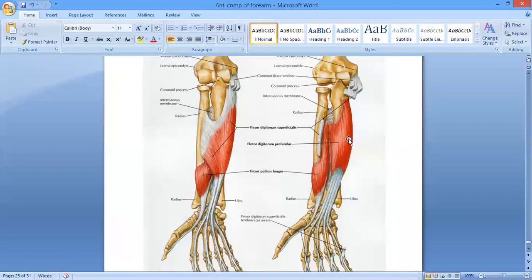The medial half is supplied by the ulnar nerve and the lateral half is supplied by the median nerve. मैंने आपको कहा था 1.5 muscles by the ulnar nerve. तो एक तो हो गया flexor carpi ulnaris and the medial half of the profundus. These two, 1.5 muscles, are supplied by the ulnar nerve, and the rest of the muscles are all supplied by the median nerve, right? So the median nerve is the major nerve of the anterior compartment of the forearm.